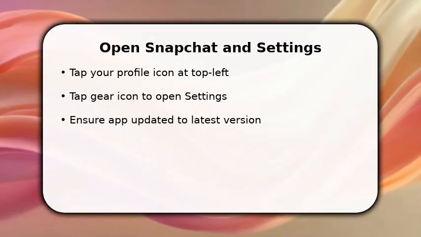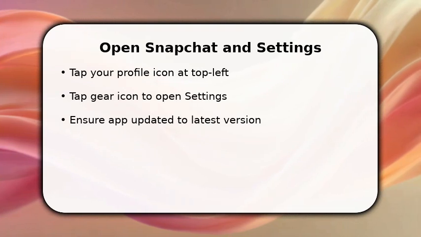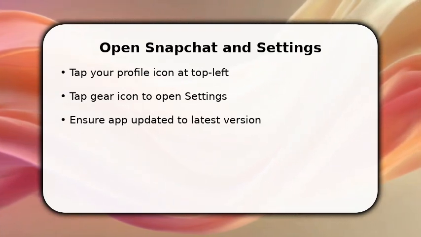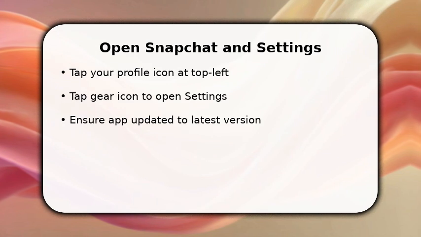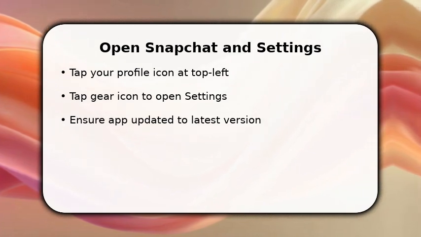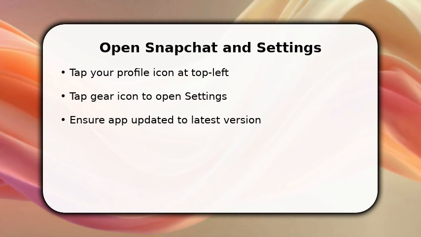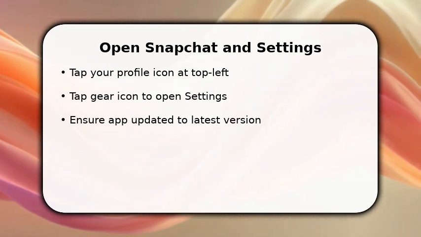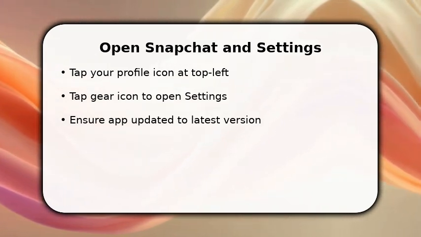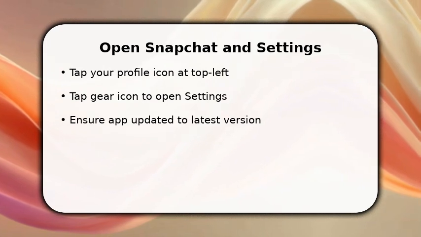You start by opening Snapchat and tapping your profile icon at the top left. This jumps you straight to account controls. Next, tap the gear icon to open settings so you can find appearance options. Make sure your app is updated to the latest version because older releases hide theme controls.